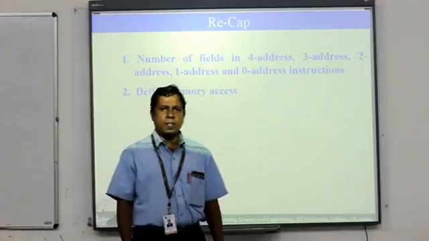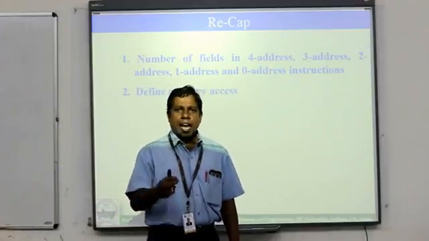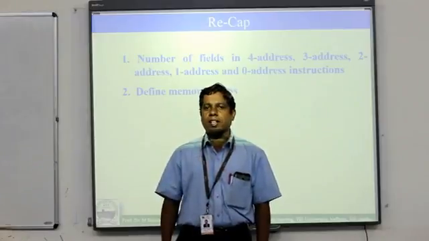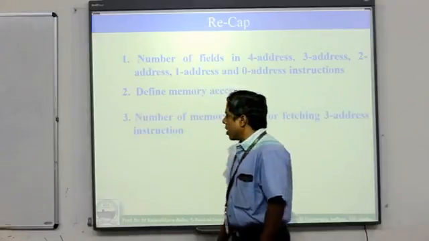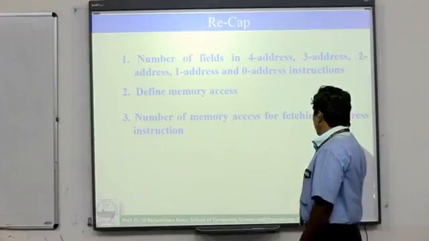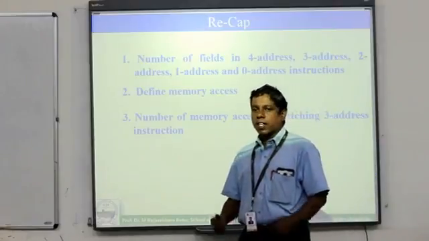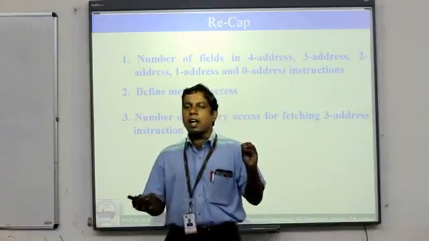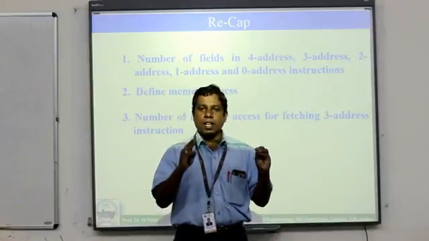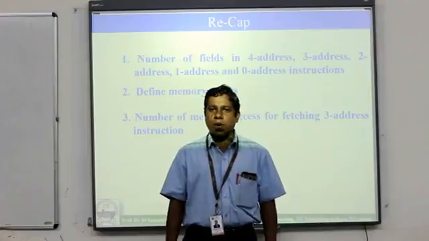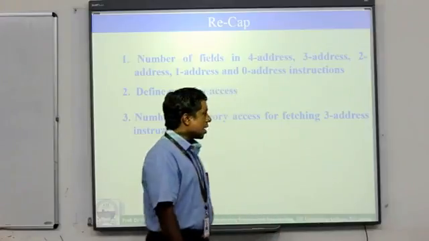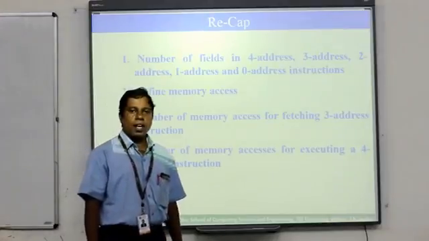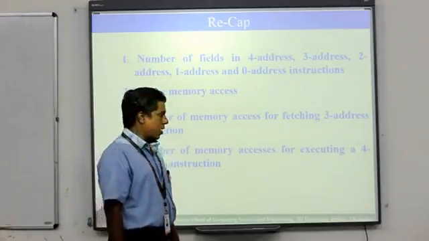Define memory access. What do you mean by memory access? The amount of time required for the CPU to access the memory, we call it a memory access. Then how many memory accesses are needed for 3 addresses? Normally for 3 addresses there are 4 fields. For 4 fields we require 5 memory accesses, and for 3 fields we require the other 3. 5 plus 3, totally we require 8 memory accesses for the 3 address instruction, and similarly for the 4 address instruction we require 9 memory accesses.